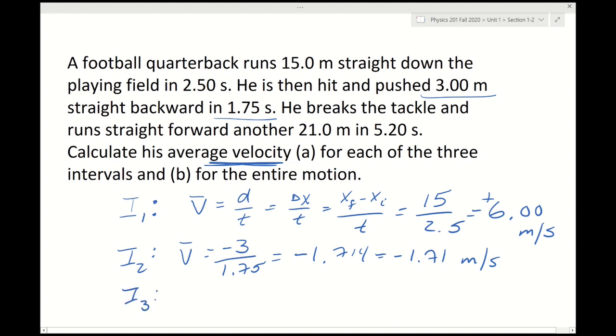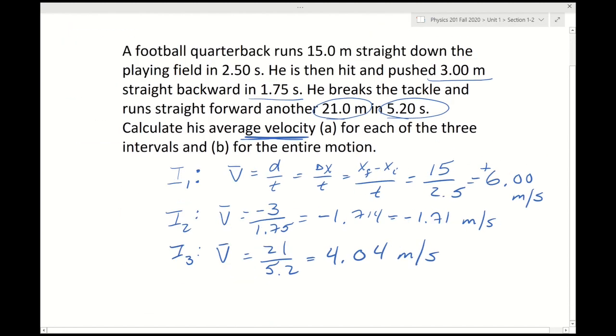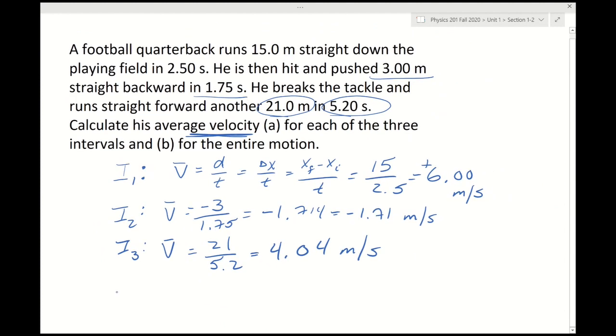The third interval, 21 meters in 5.2 seconds. Back forward again. 21 divided by 5.2 is 4.04 meters per second.